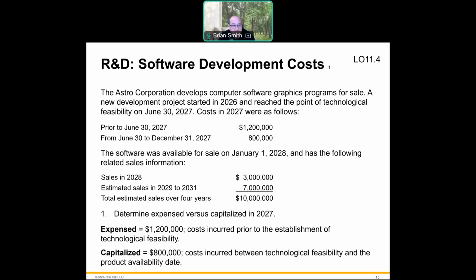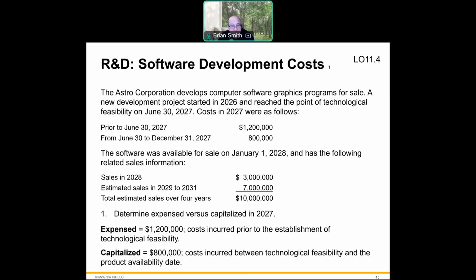The Astro Corporation develops computer software graphics programs for sale. A new development project started in 2026 and reached the point of technological feasibility prior to June 30th, 2027, we have 1.2 million. After that, 800,000. Software is available for sale January 1st, 2028. And we have the following related sales information. Sales in 2028 was 3 million. Estimated in 2029 to 31 is 7 million, total $10 million. Okay, determine expensed versus capitalized in 2027.